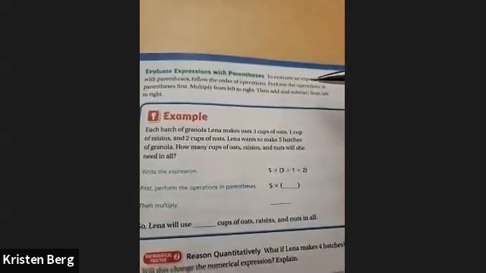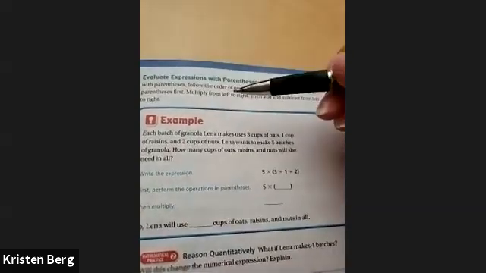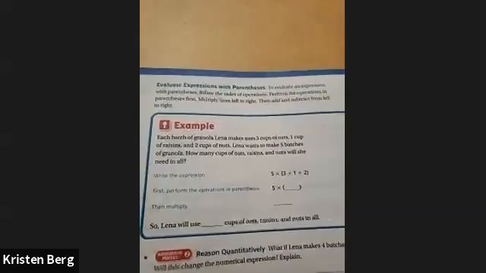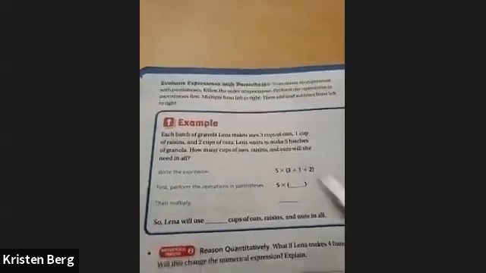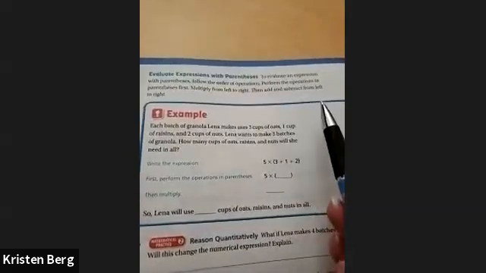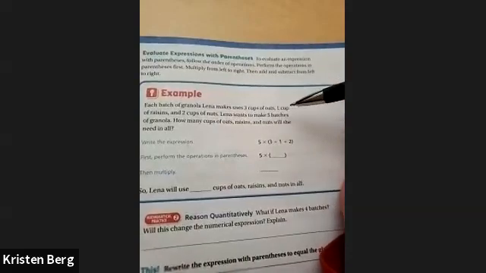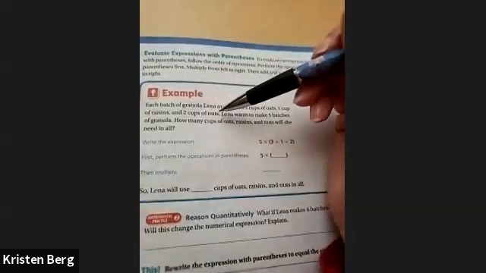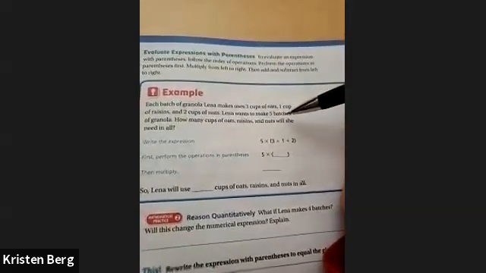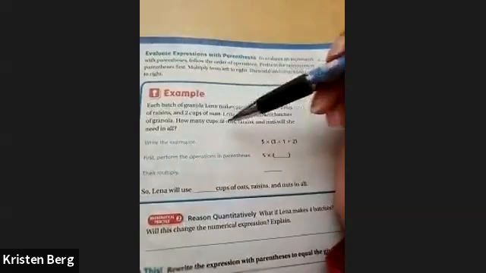Next page. All right, it says to evaluate an expression with parentheses, follow the order of operations and perform the operations in parentheses first, multiply from left to right, and then add and subtract from left to right. So you're always looking at this as if you're reading something. You always go left to right. All right, so here we go. In each batch of granola Lena uses 3 cups of oats, 1 cup of raisins, and 2 cups of nuts. Lena wants to make 5 batches of this granola. So how many cups of oats, raisins, and nuts will she need in all?